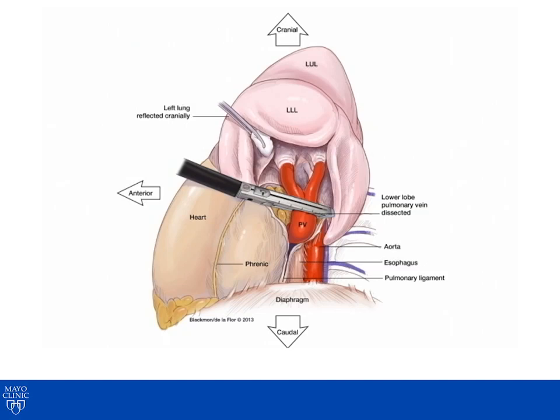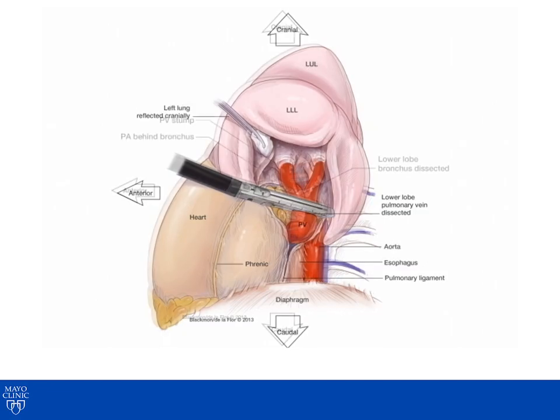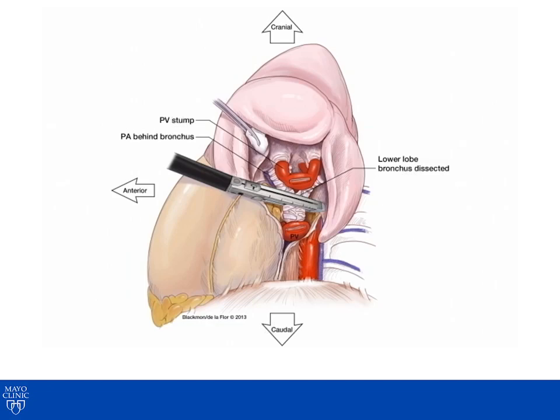You will then encounter the inferior pulmonary vein. That structure should then be encircled, stapled, and divided with a vascular stapler. Once you've divided the inferior branch of the pulmonary vein going to the left lower lobe, you then will encircle, staple, and divide the bronchial branches going to the left lower lobe. Those branches are easily encircled, stapled, and divided.